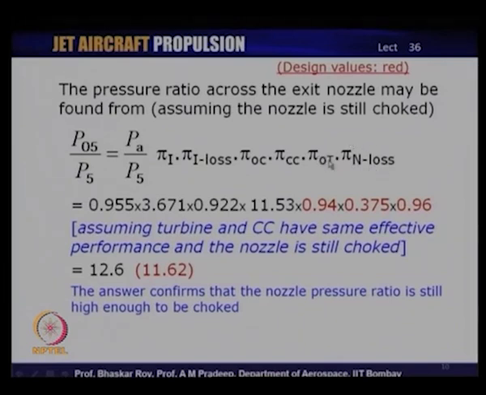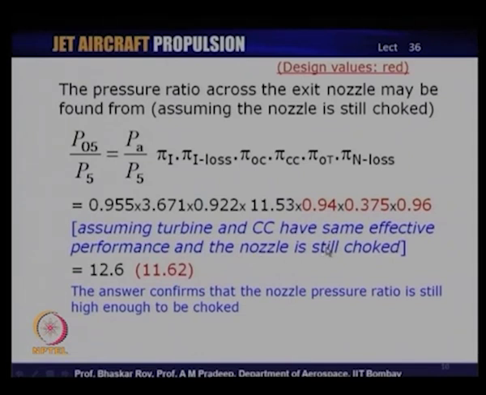Now, the last two, that is the turbine pressure ratio and the nozzle pressure recovery factor, we assume to remain the same as the design point, because we are assuming that the turbine and the combustion chamber have the same effective performance and that the nozzle is still choked.